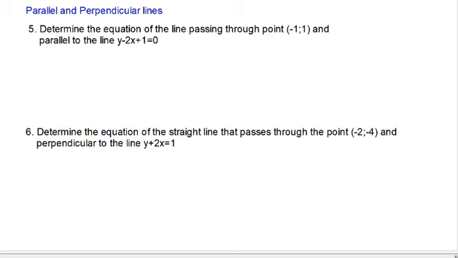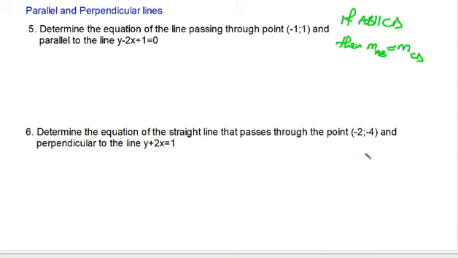We're looking at parallel lines and perpendicular lines. We want to determine equations of lines when you are given a line perpendicular to it or a line parallel to it. The first thing we should remember is that if two lines are parallel, if AB is parallel to CD, then the gradient of AB will be equal to the gradient of CD. This happens if and only if the two lines are parallel to each other.